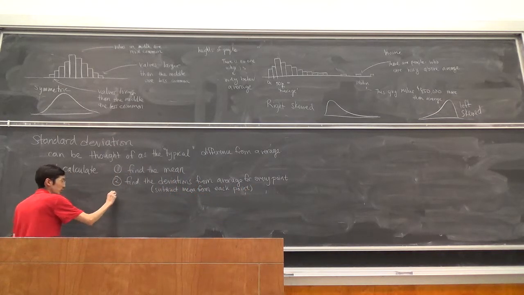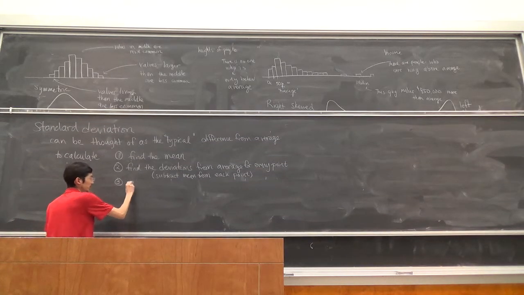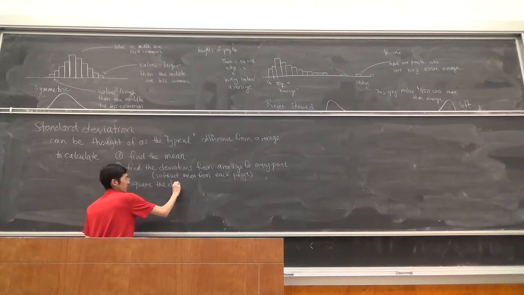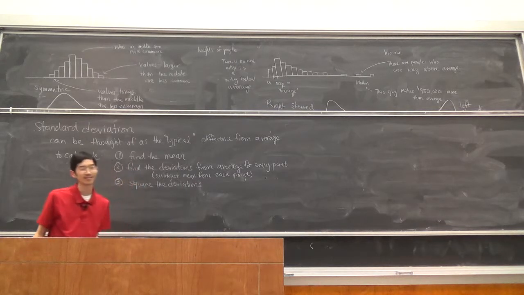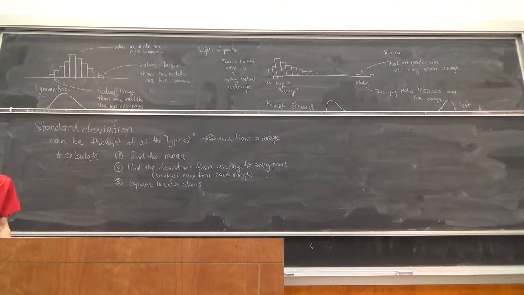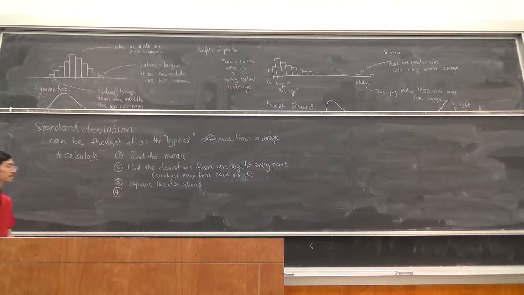And then we square the deviations. What does squaring mean? What does it mean to square a number? Multiplied by itself. Times itself. You multiply a number by itself. Please do not say double it, because then we'd just be doubling the deviations, and that's not what we're doing. We square them. We multiply a number by itself. So we're squaring the deviations.